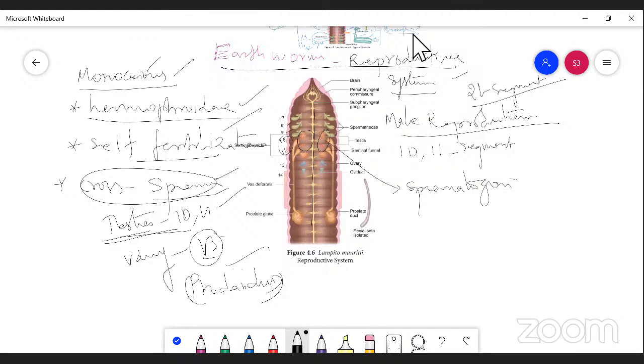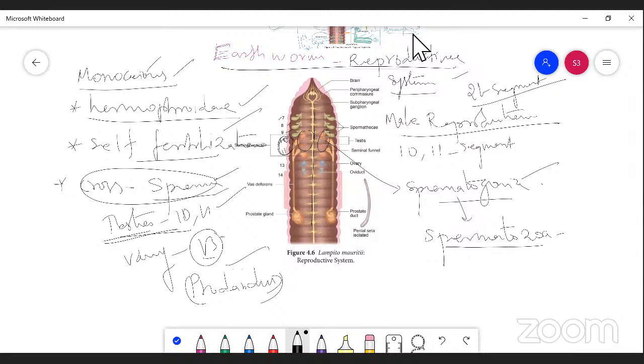Spermatogonia are the mother cells of sperm, and they develop into spermatozoa. Spermatozoa are developed from spermatogonia. The spermatogonia are located in the testes, and the testes are found in the earthworm's 10th and 11th segments, right?